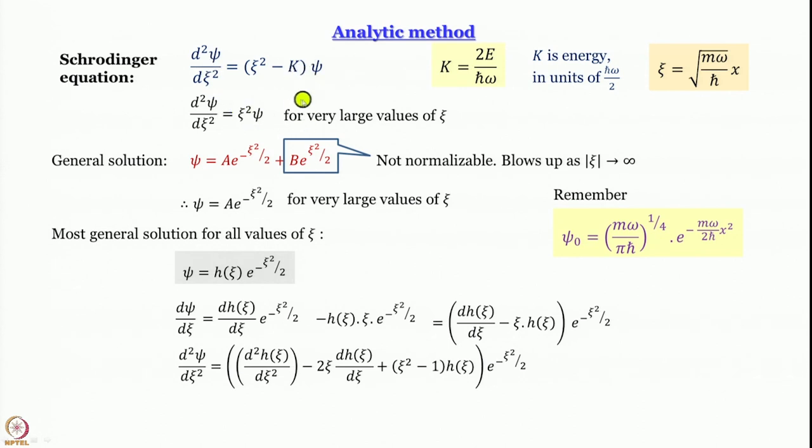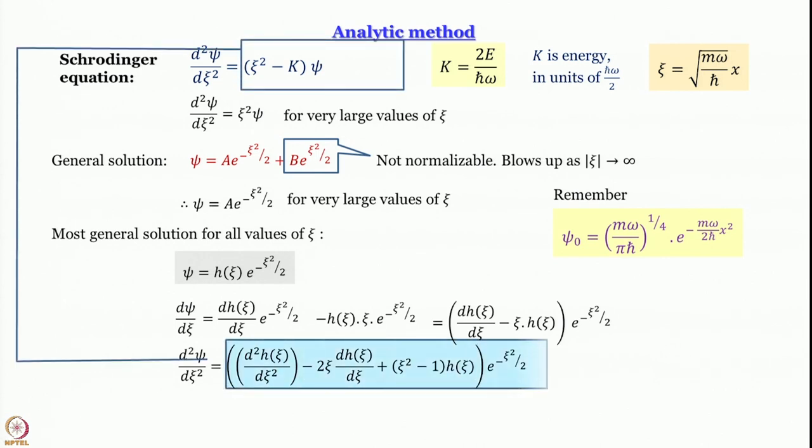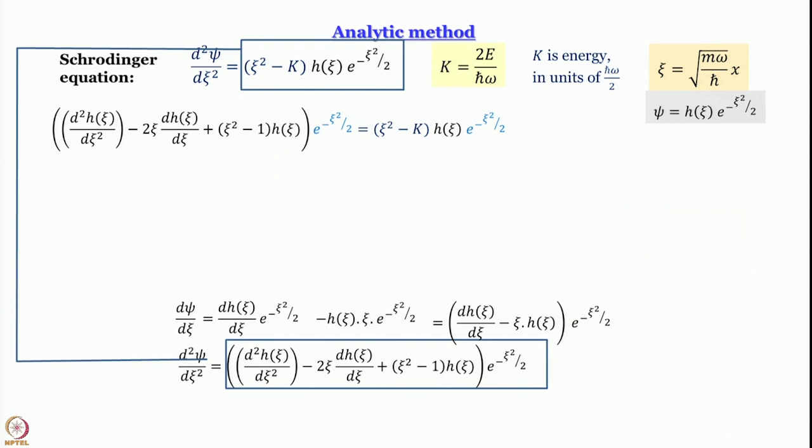And then what we have been able to do is we have been able to work out the left hand side d 2 psi d xi 2, we have obtained an expression for it. So, the next step is quite obvious. We are going to take this expression and we are going to substitute in Schrodinger equation. Okay, let us do that. But before doing that, let us rewrite psi as h of xi multiplied by e to the power minus xi square by 2.